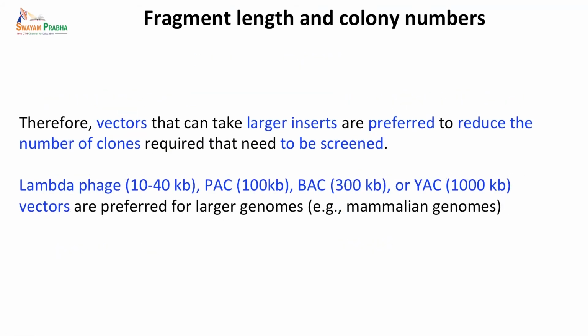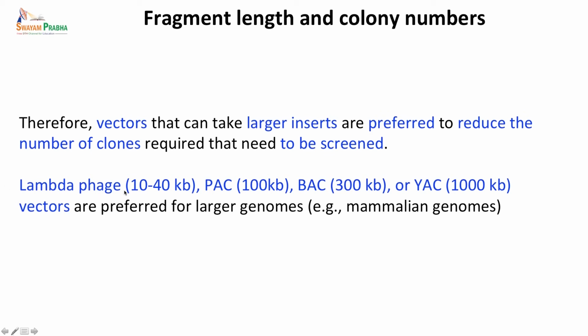So because of these considerations, vectors that can take larger inserts are preferred so that the number of clones that are required to be screened is much lower. Because of that, instead of using plasmid DNA libraries, people prefer to make genomic DNA libraries in lambda phage based vectors, which can take anywhere between 10 to 40 kb fragments depending on the kind of lambda vector that you are using. For example, if you're making an E. coli genomic DNA library, you can probably manage with that.